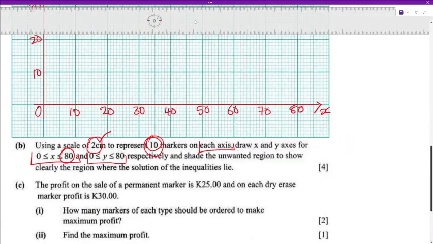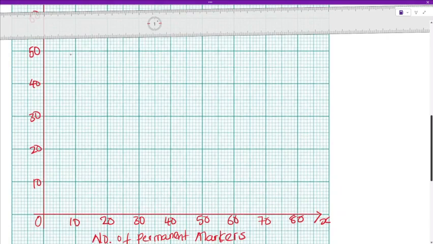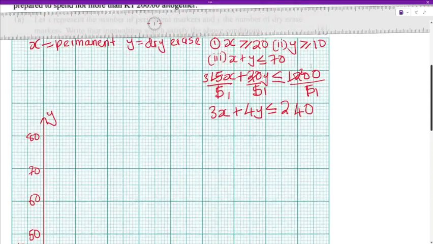So under the x-axis values, you're going to say number of permanent markers down here, and then on the y-axis as well, you're going to write number of dry erase markers, and we are done. We can now start plugging in those inequalities.